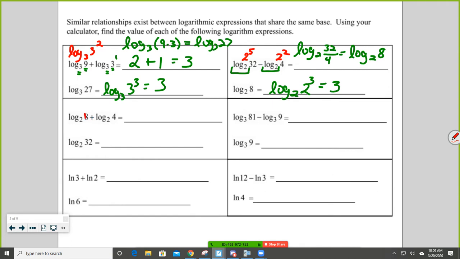This 8 is 2 cubed. This 4 is 2 squared. Log base 2 of 2 to the third. Log base 2 of 2 squared. 3 minus 2. Oh, I'm sorry, it's 3 plus 2. It's 5. If I come down here, log base 2 of 2 to the 5th power, 2 to the 5th power is 32. They cancel each other out. And my answer is 5 that way.